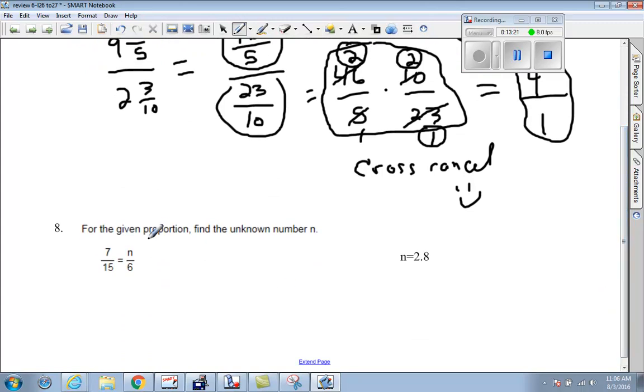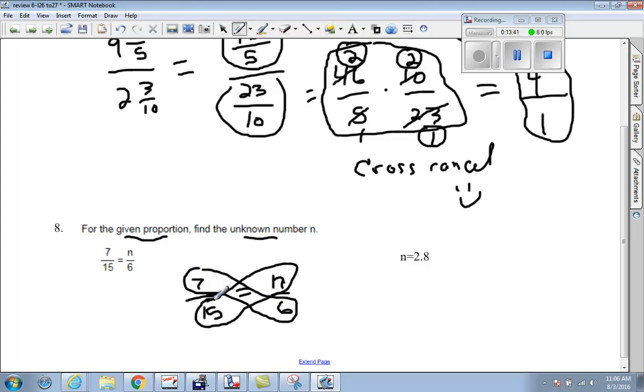Okay, now for number 8, for the given proportion, find the unknown number. I feel like we can never have enough practice with solving these proportions and using the fact that you set the cross products equal to each other. So again, I'm just going to highlight that. Some people say, "Is this where we cross multiply?" Well, yeah, but you have to remember to set the cross products equal to each other to solve. So 7 times 6 is 42, but set that equal to 15 times n.